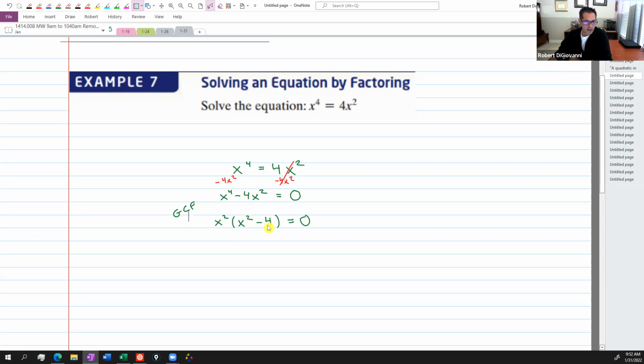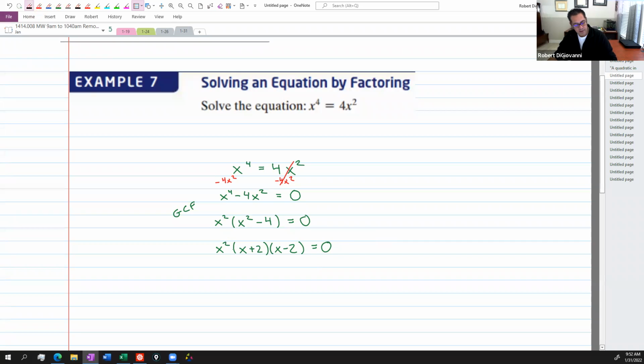Is that not a special case of something? Is it the difference of squares? That's the difference of squares, right? This right here is a difference of squares. So this can be factored even further to be x plus 2 times x minus 2, sitting next to that x squared.